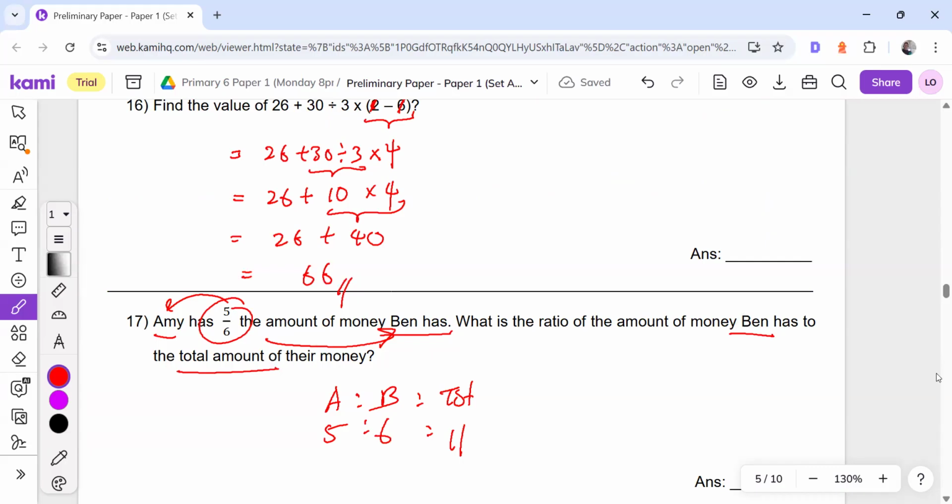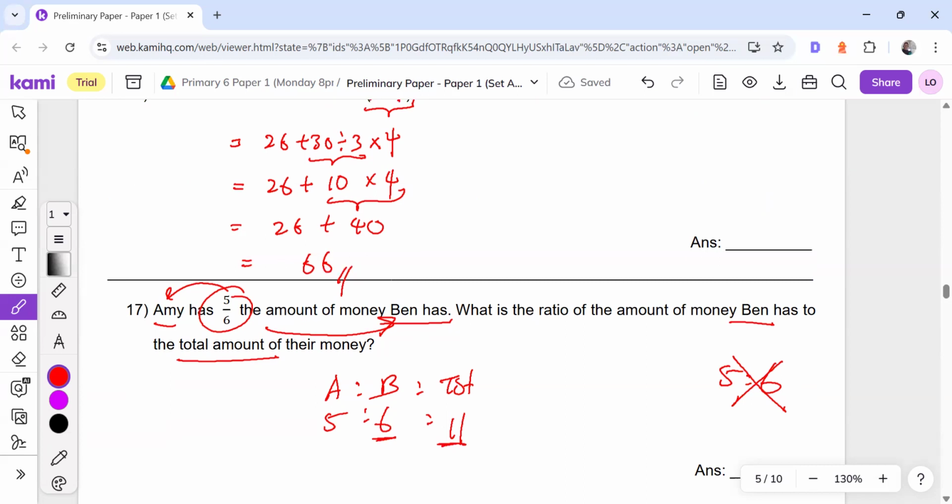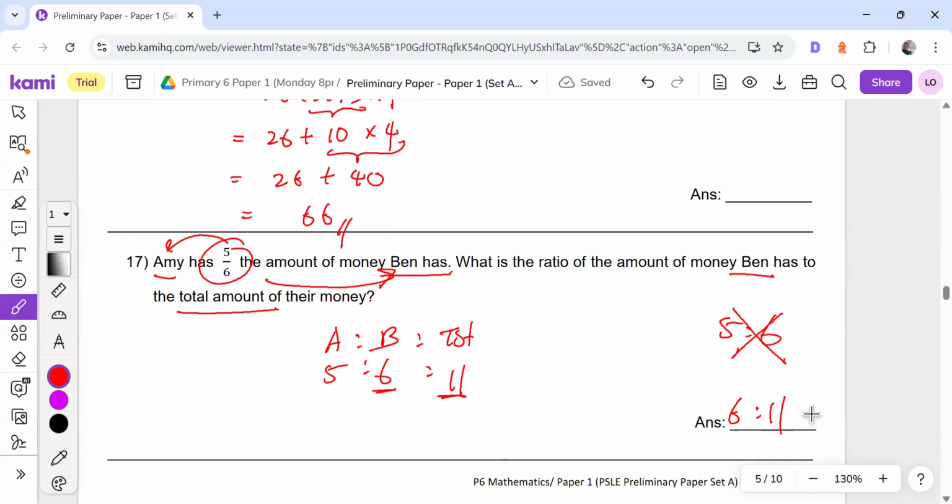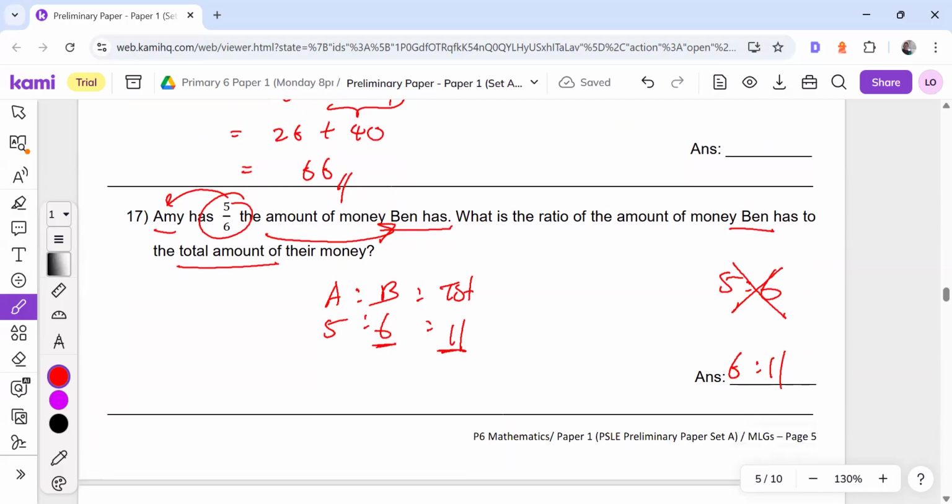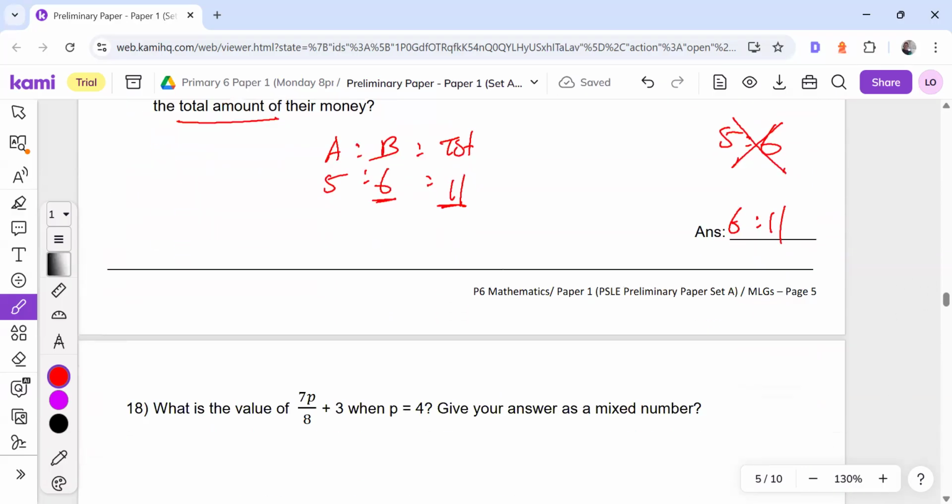Did anyone put 5 is to 6? Anybody? If you put 5 is to 6, then you did not read the question carefully, because what's the ratio of Ben to the total? That will be 6 is to 11, and that's the answer. So remember to label your ratio and have the total in your ratio. Okay, let's go on to the next one.